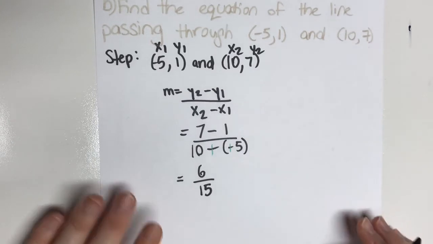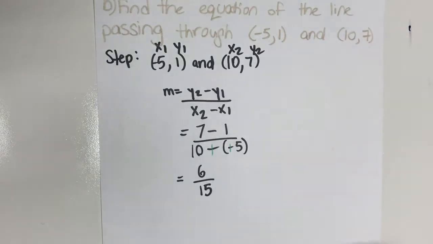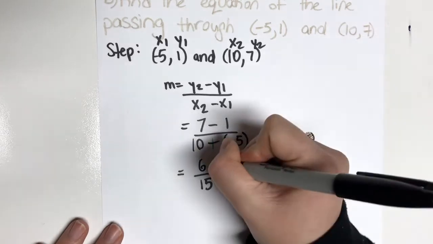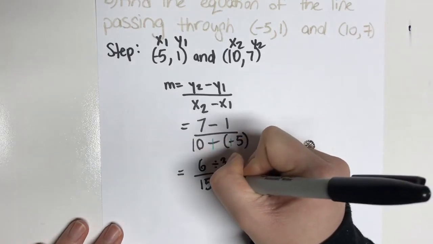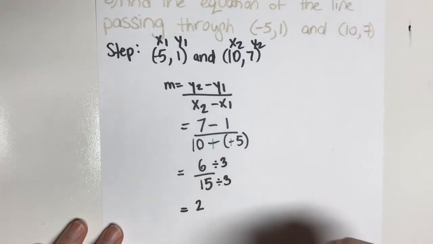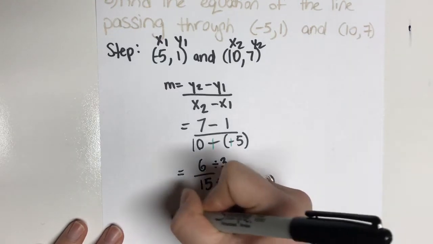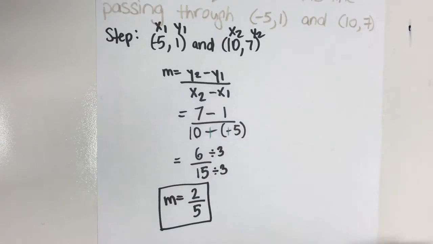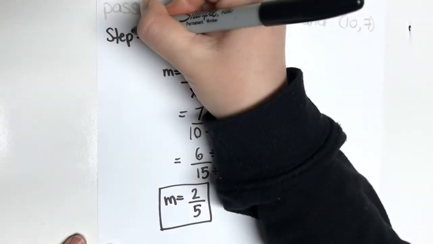When you have a final answer that's a fraction, always ask yourself, is there a way that I can simplify this? So is there a number that goes into 6 and also goes into 15? That number is 3, which means I can divide the top and bottom by 3 to simplify the fraction. 6 divided by 3 is 2. 15 divided by 3 is 5. So that means my slope is 2 over 5. Always keep it in simplest form, and always keep it as an improper fraction, not as a mixed number. So this was step 1.